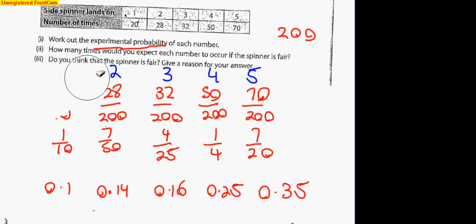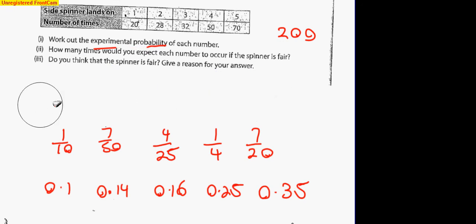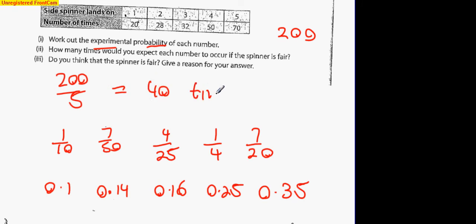What we can do next is, how many times would you expect each number to occur if the spinner is fair? If the spinner is fair, there's 5 outcomes. So divide 200 by 5. Each one should turn up 40 times. Do you think the spinner is fair? Give a reason for your answer.